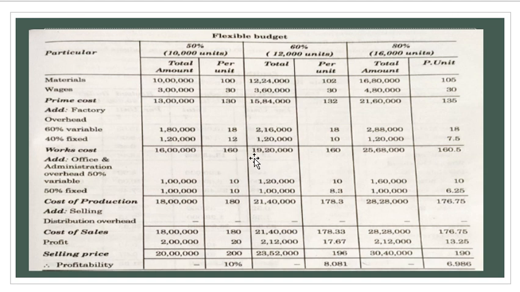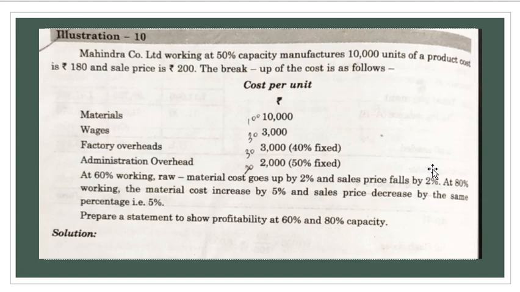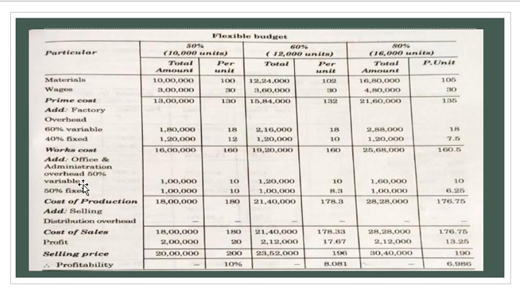For 60% we have got 19 lakh 20,000, the cost per unit is 160. And for 80% we have got 25 lakh 68,000, and the cost per unit is 160.5. Next we will add up office administration overhead, which is 20 rupees cost per unit, out of which 50% is fixed and 50% is variable.